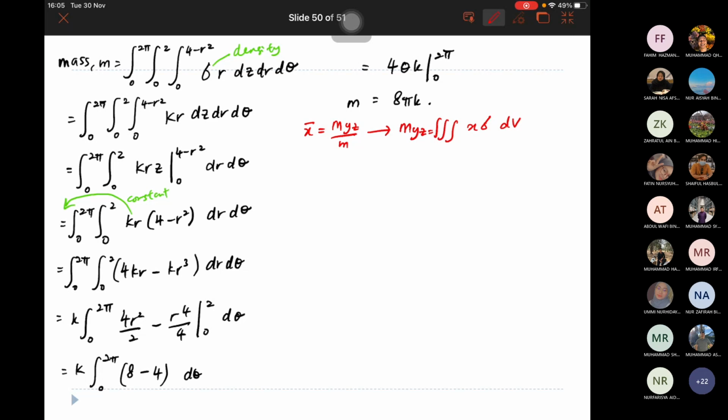So, cuba dapatkan MYZ. MYZ integration 0 sampai 2 pi, 0 sampai 2, 0 sampai 4 tolak R squared, X darabkan dengan K darabkan dengan R dz dr d theta. So macam mana nak settlekan that one?